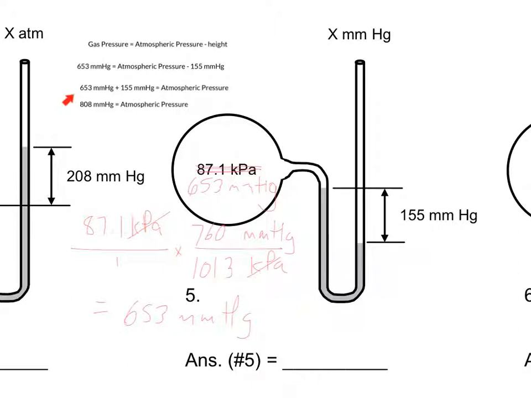Here I've done exactly that. I plugged in the values and I've gotten the atmospheric pressure as 808 millimeters of mercury. So this is my actual answer here, 808 millimeters of mercury. That is the X value right there.